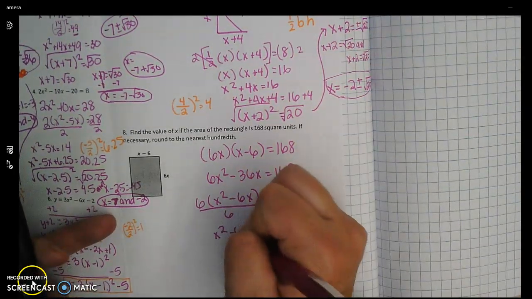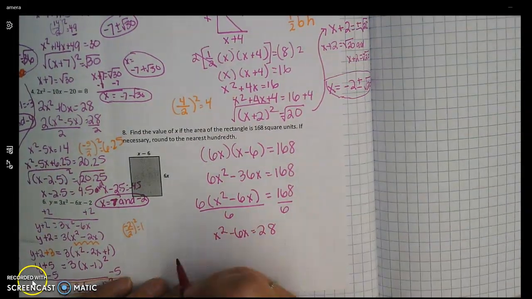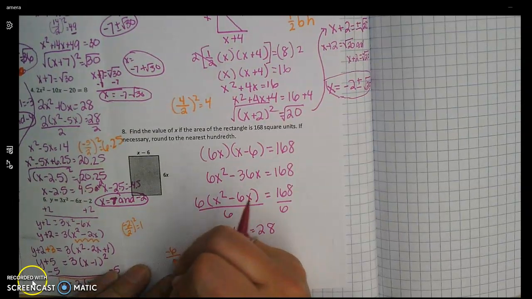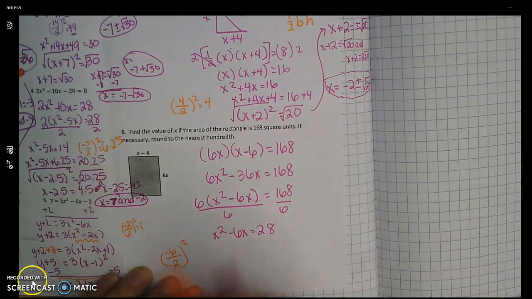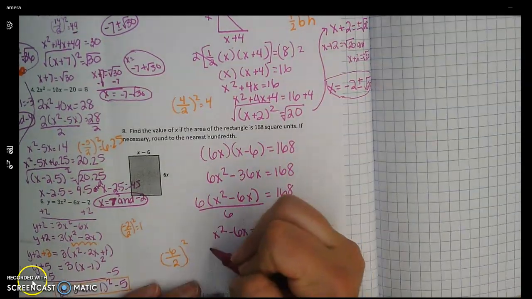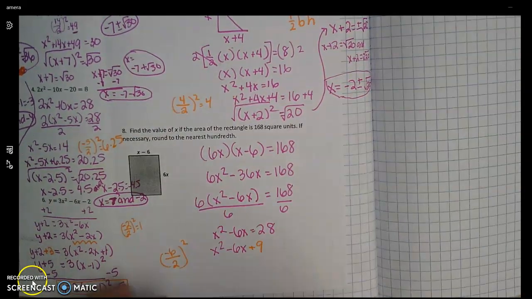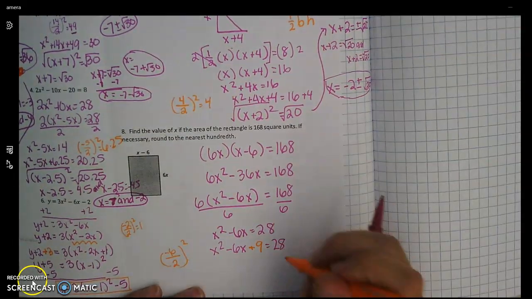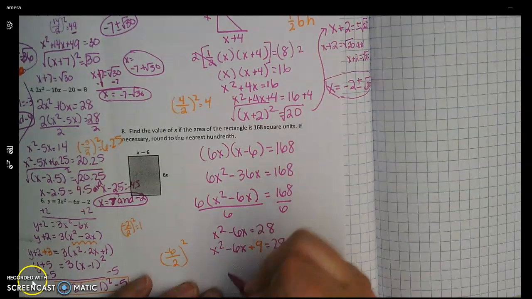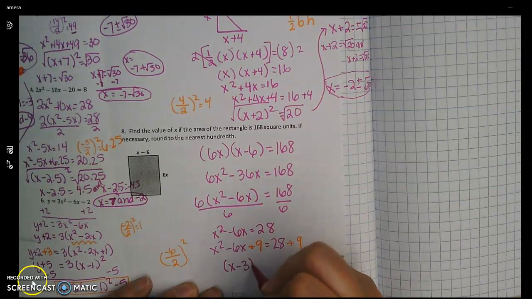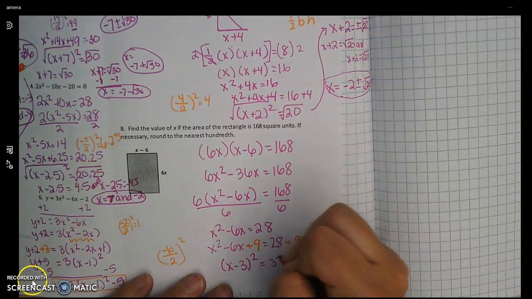So now we're going to complete the square. Our b term here is negative 6. We're going to divide by 2 and then square it. So negative 6 divided by 2 is negative 3. Squared is 9. So I'm going to add 9 to both sides of my equation. And then that's going to allow me to create a perfect square binomial, which is x minus 3 squared equals 28 plus 9, which is 37.